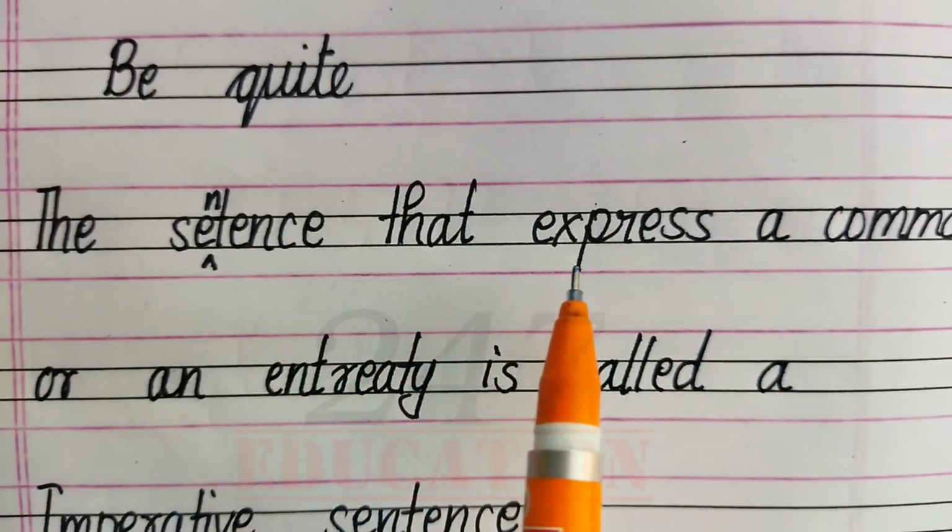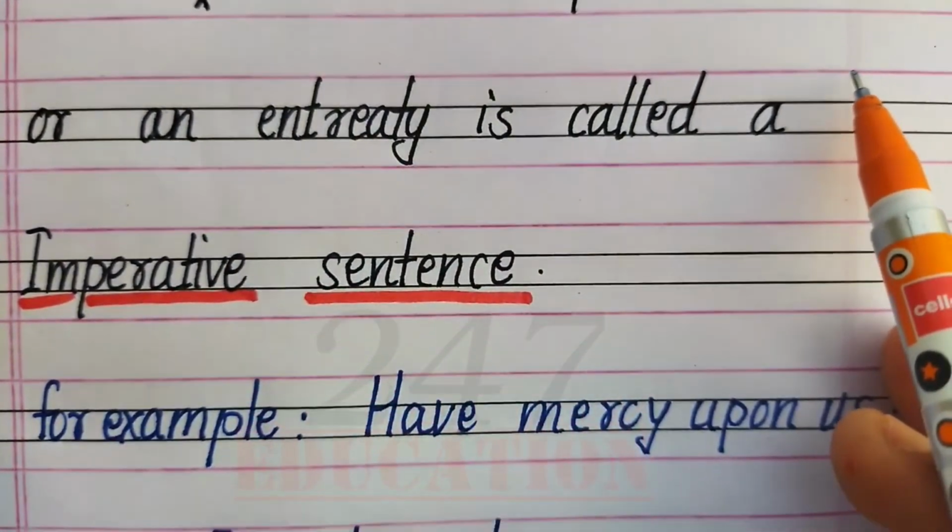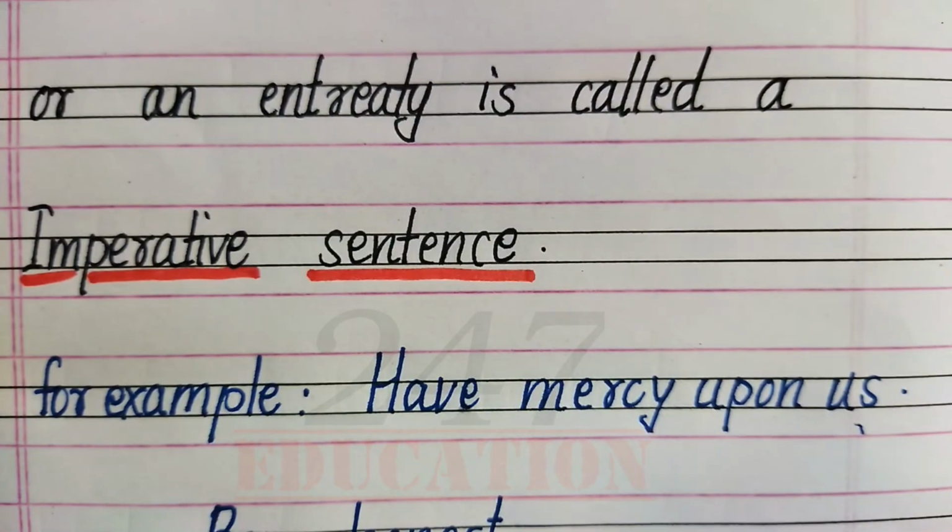The sentence that expresses a command or an entreaty is called an imperative sentence. For example, have mercy upon us.